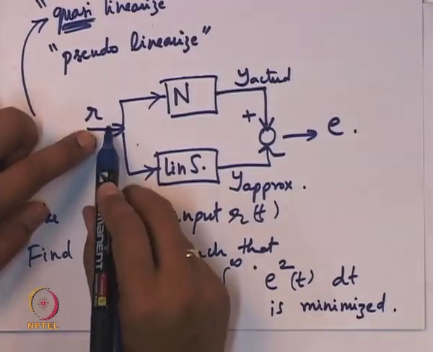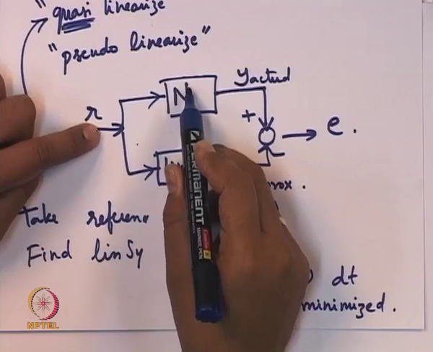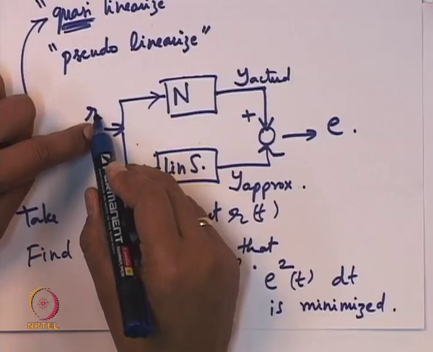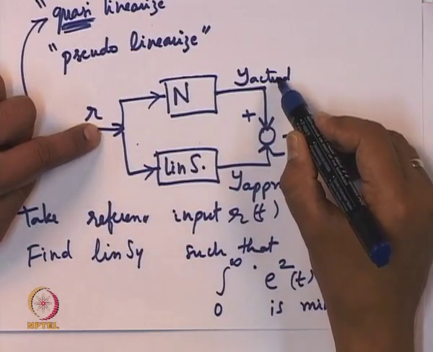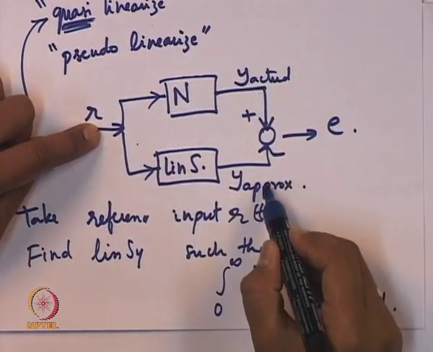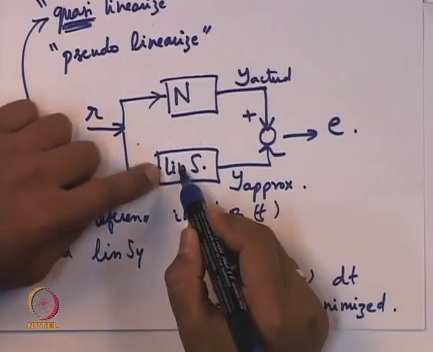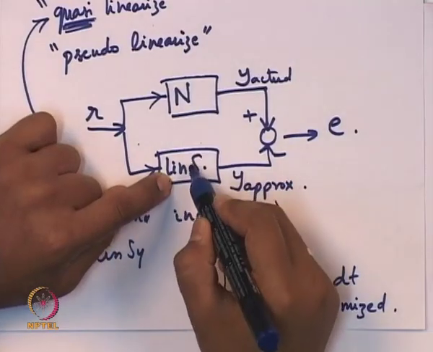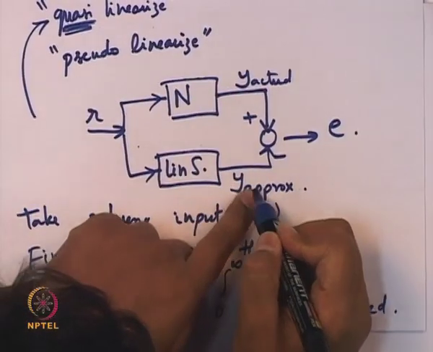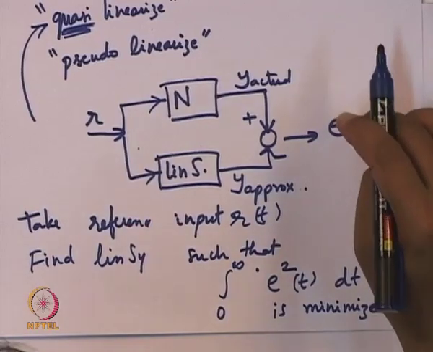So, when we give a reference input, we say that this reference input is very important. It's not a problem that this nonlinear system has different linearizations. With respect to this reference input, we'll compare y actual, the actual output that comes from this nonlinear system, with y approx. What is y approx? We are trying to approximate this nonlinear system by a linear system, and this linear system's output is what we'll call y approx. We will take the difference, and that difference we will call the error.